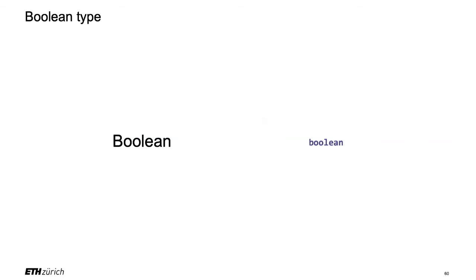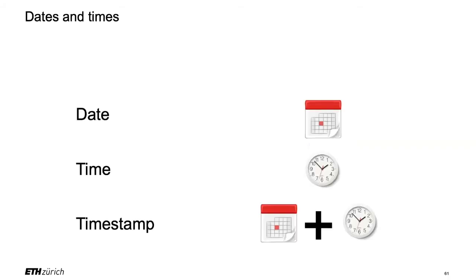Okay, now I have good news for you. For Booleans, it's easy. There's only one type, it's called Boolean, and that's it, right? So probably this should not confuse you too much. All right, the next types have to do with dates and times.